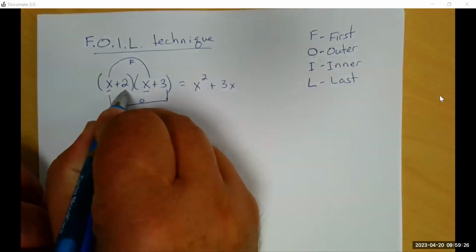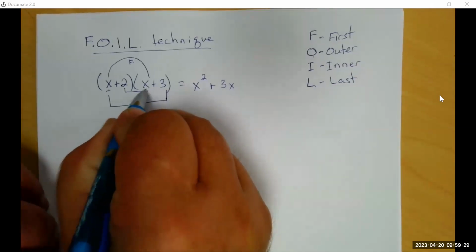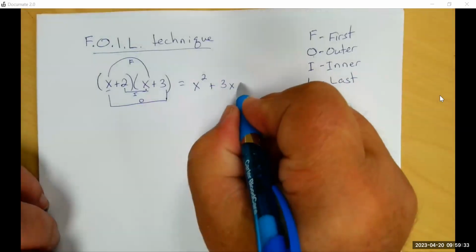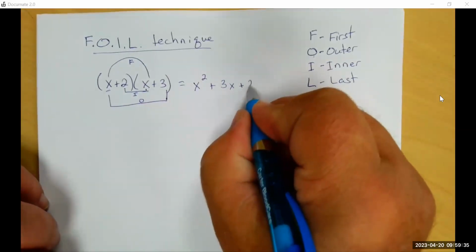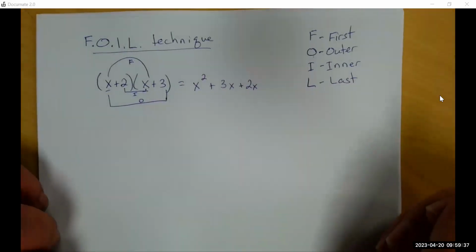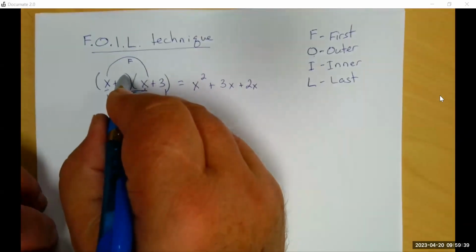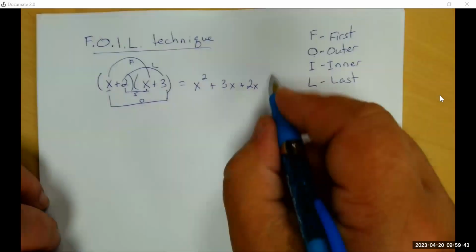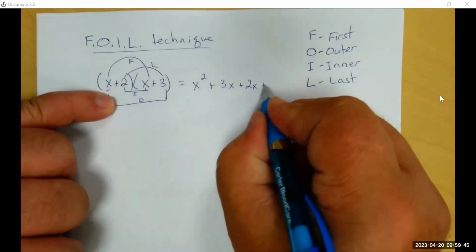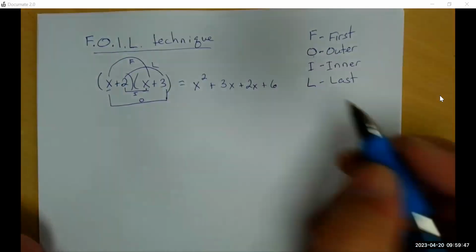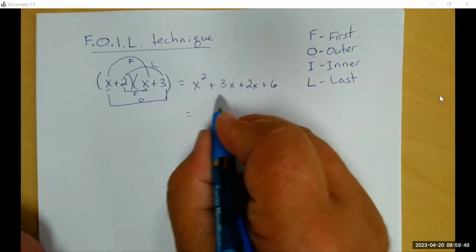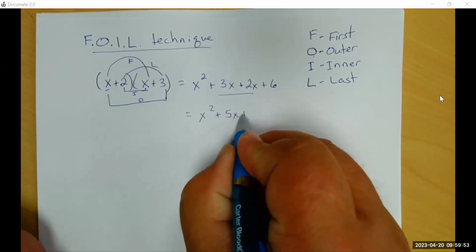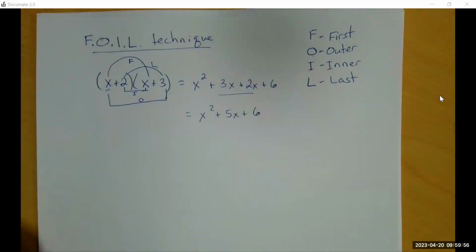The inner ones are the ones that are close together. Those are the inner ones. Positive times positive is positive. 2 times x is 2x. And then the last ones. Positive, 2 times 3 is 6. Combine like terms. And there you have it.